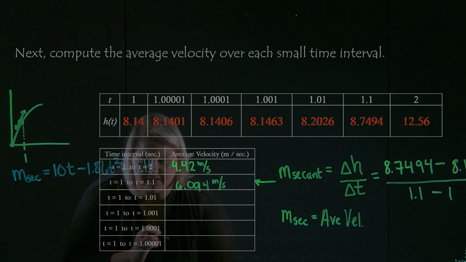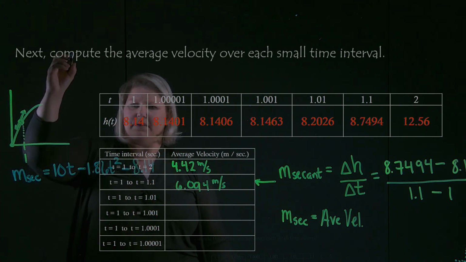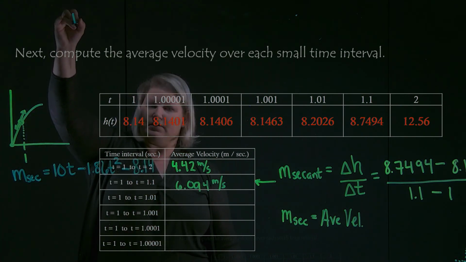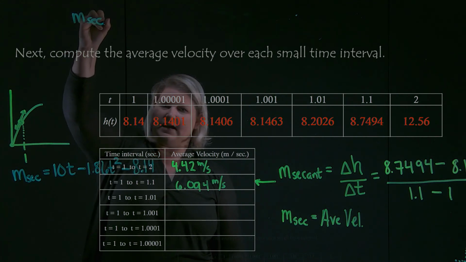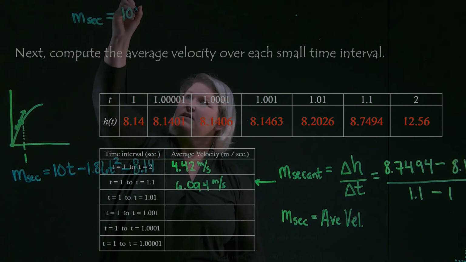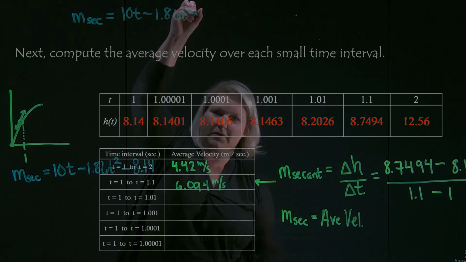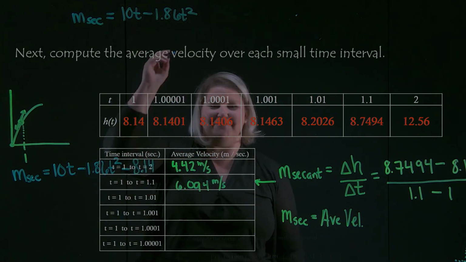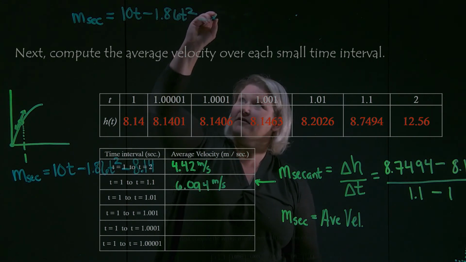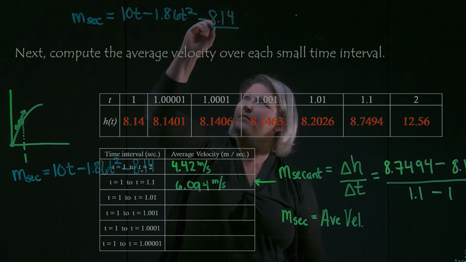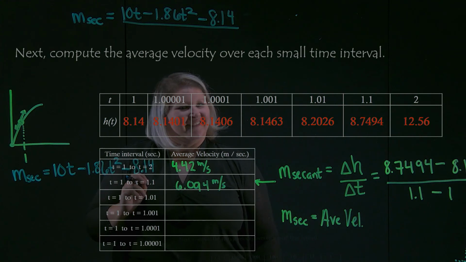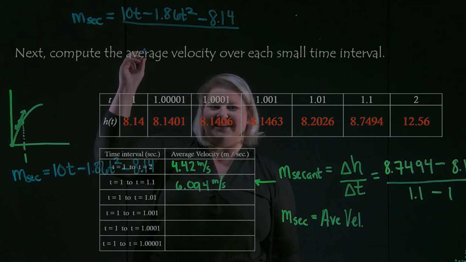I'm sorry, you can't see that. Let me write it up here. Okay, slope of the secant equals 10t minus 1.86t squared. And I'm going to subtract from that 8.14.